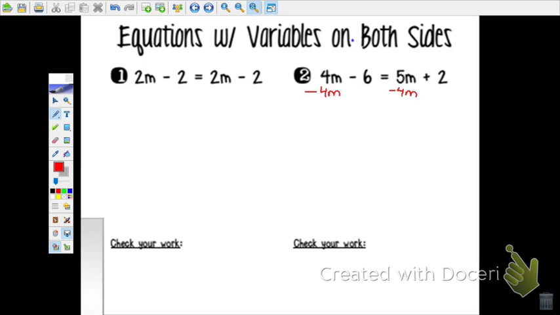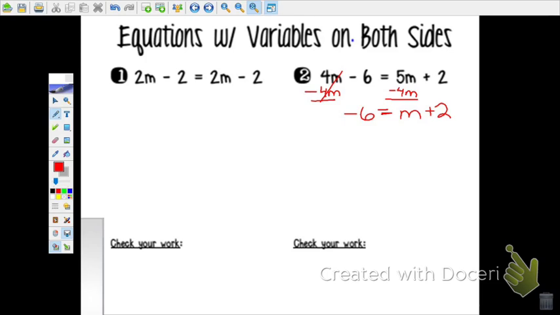So under my m, my variable term, I subtract, my 4m's are gone. I drop down the negative 6, equals, 5m minus 4m gives me how much? 1m. I just need an m. That one is invisible. And I drop down my plus 2.